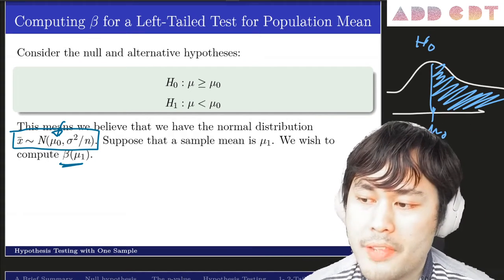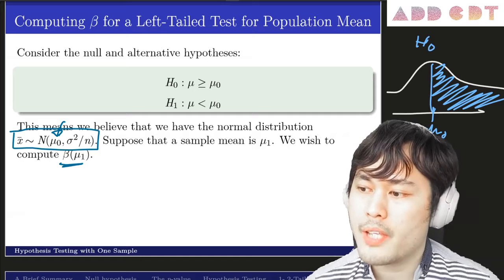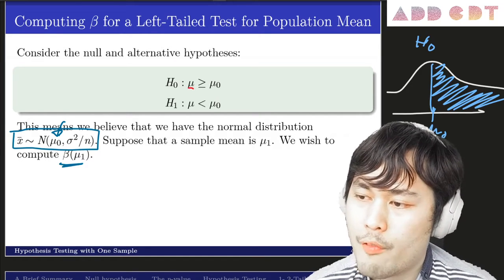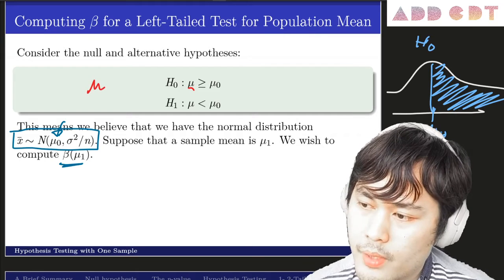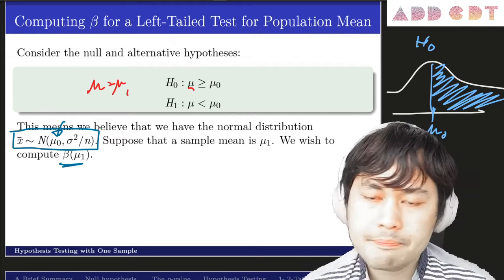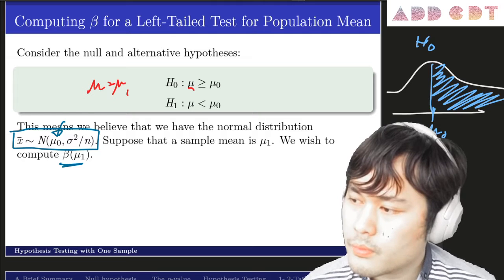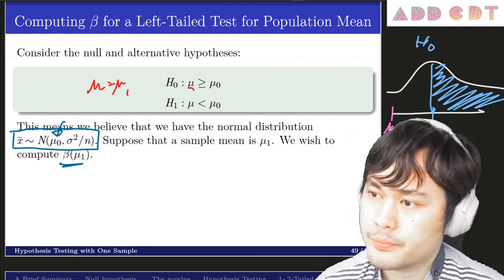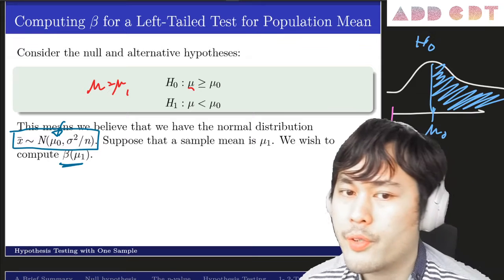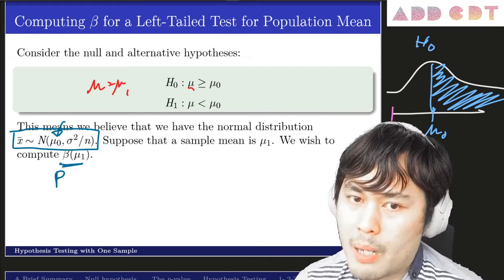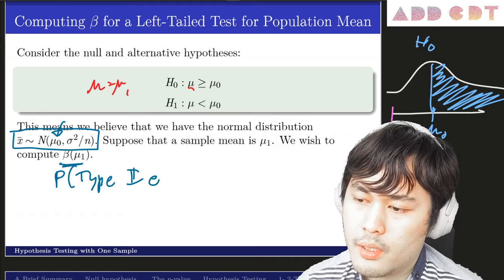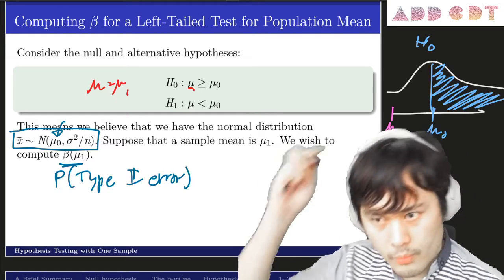But now let's suppose that we are wrong. Let's suppose that the true mean is actually something else. Let's say mu1, something like here. So what we are trying to compute here is the probability that we will commit the type 2 error.